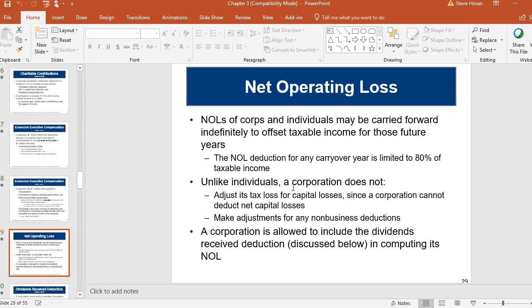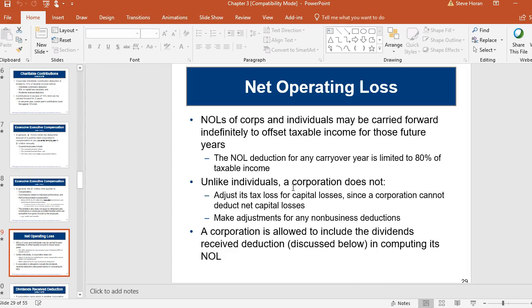Okay, then we have net operating losses. There's a section on page 13 about those. Those can be carried forward indefinitely to offset taxable income for future years. So NOLs can be carried indefinitely forward. It's limited to 80% of taxable income. Unlike individuals, a corporation does not adjust its tax loss for capital losses, right? Because an individual can take $3,000 off of that. Corporations can't, and make adjustments for any non-business deductions.